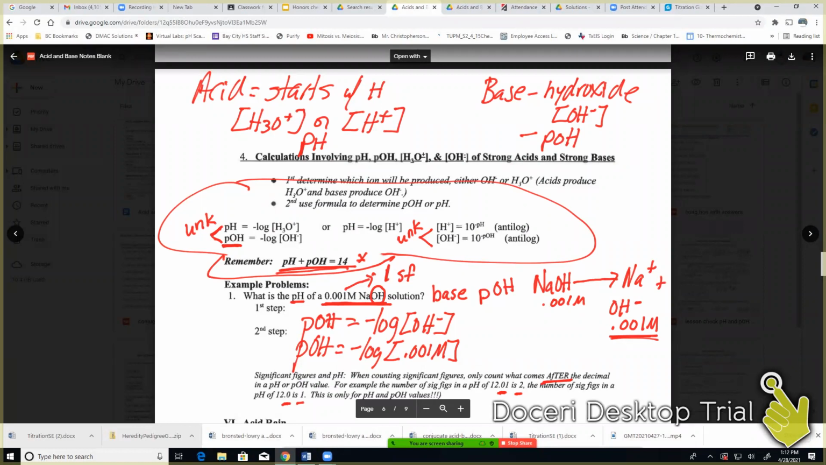And we got what? 3. And then we need to adjust for sig figs because we said we needed 1 sig fig. It's going to need to be 3.0. And remember, that's my pOH. So now to get my pH, I just need to do 14 minus 3.0, and that would give me 11.0, and that would be my answer. That would be my pH value.